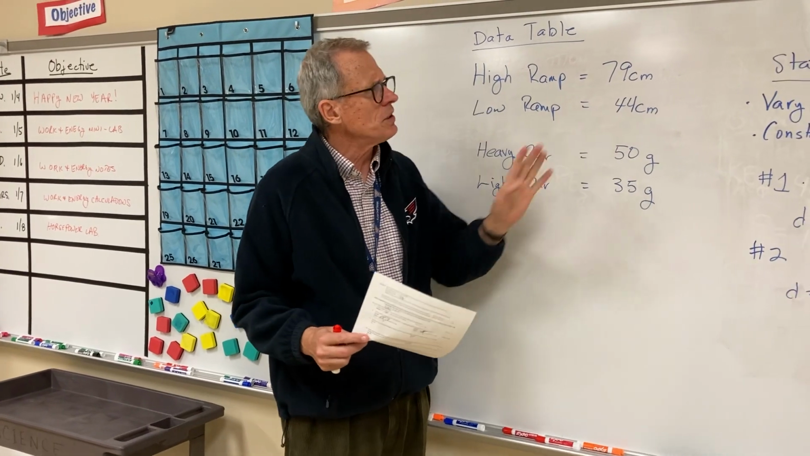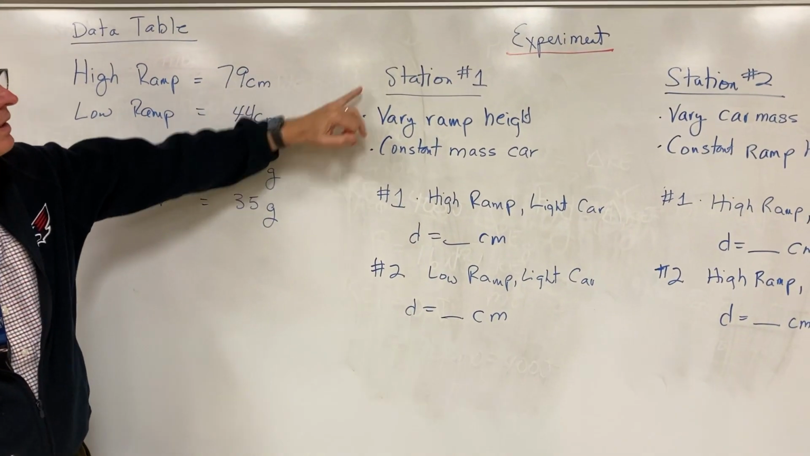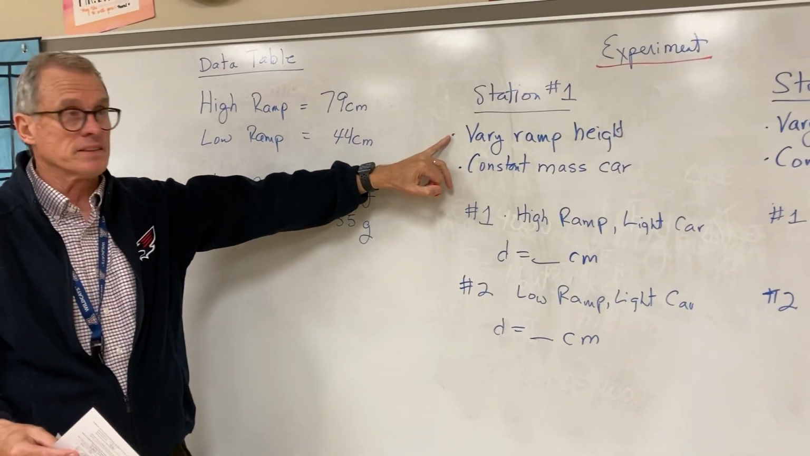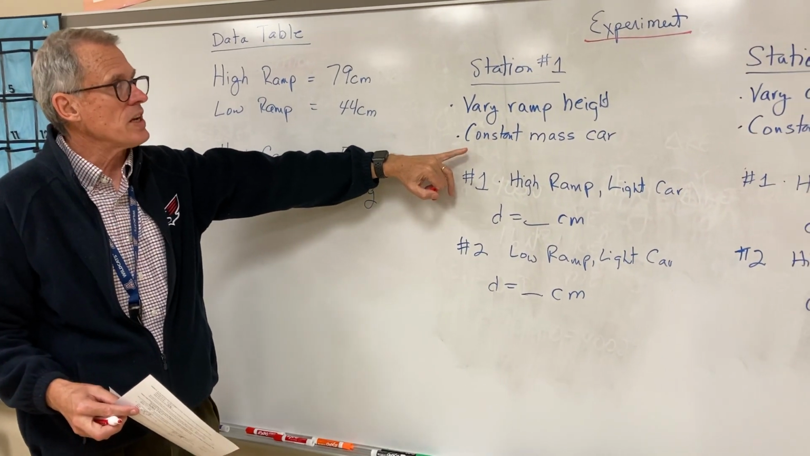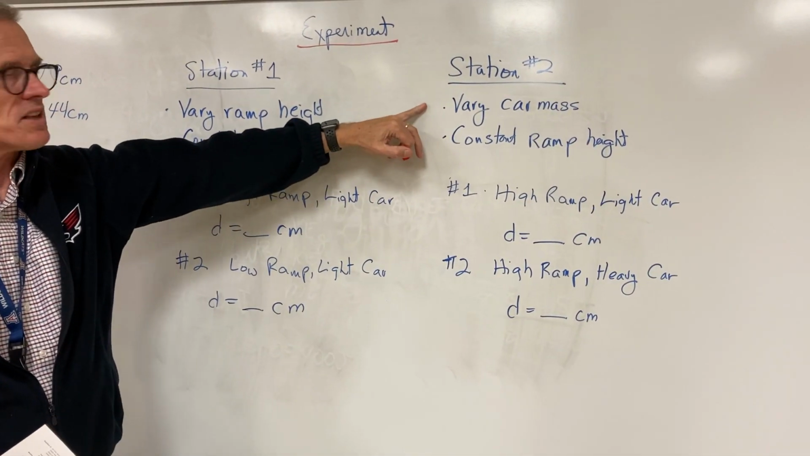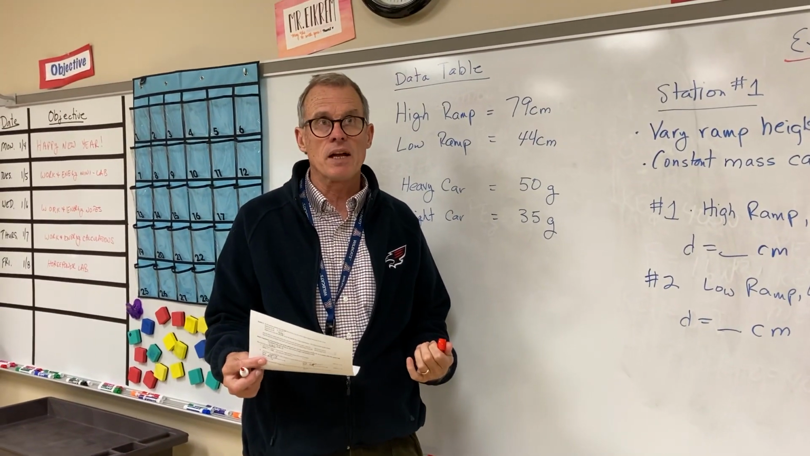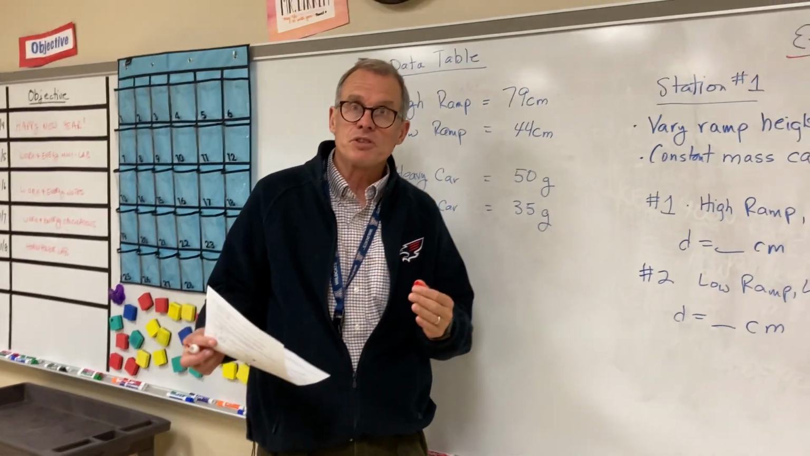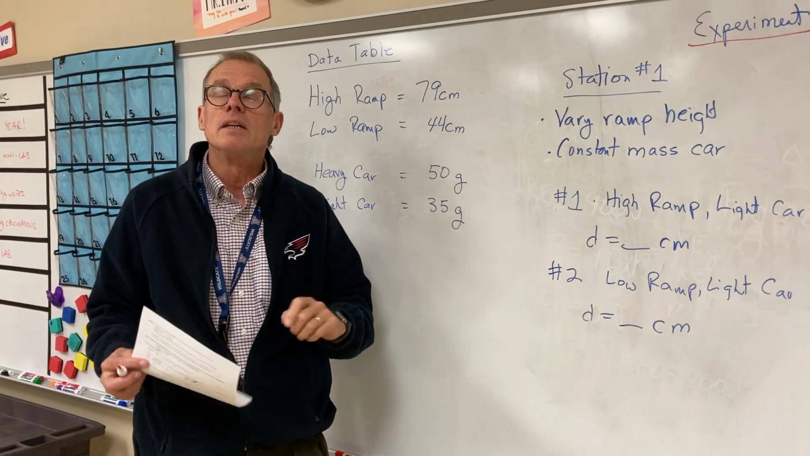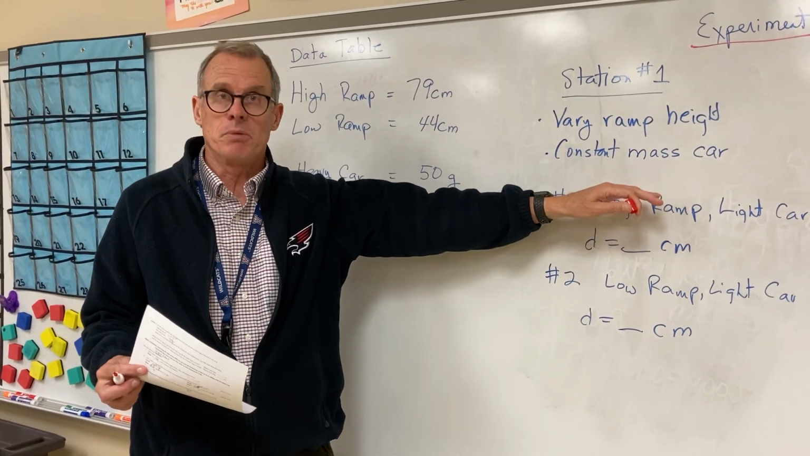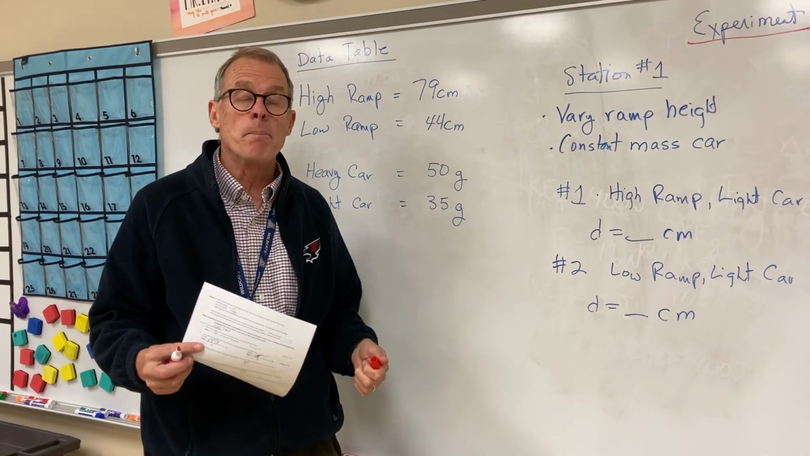But we're also going to do an experiment, and that experiment has 2 stations. In station 1, we're going to vary the ramp height but leave the mass of the car the same. In station 2, we're going to vary the car mass but leave the ramp height the same. This is a lot like many experiments in science where you change variables, but we want to change only 1 variable at a time, because if we change 2 variables at once, we can't really assess what matters and how it impacts the results.